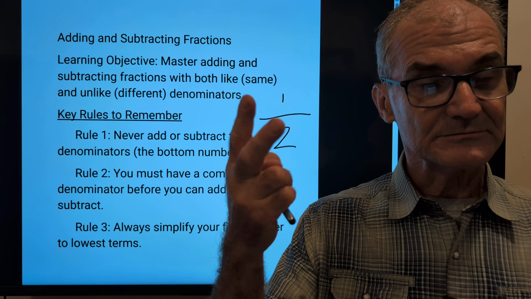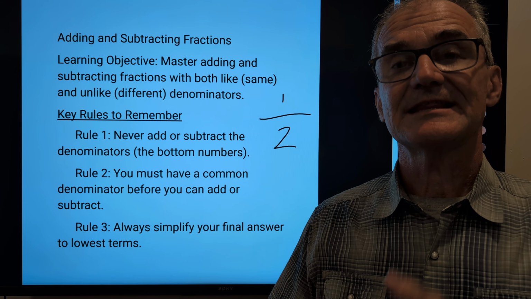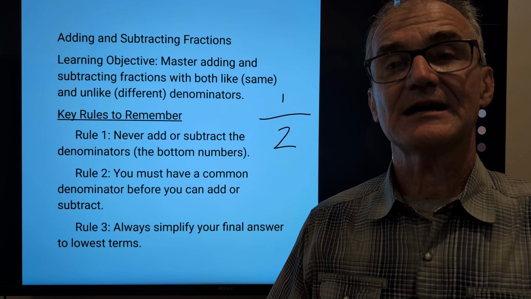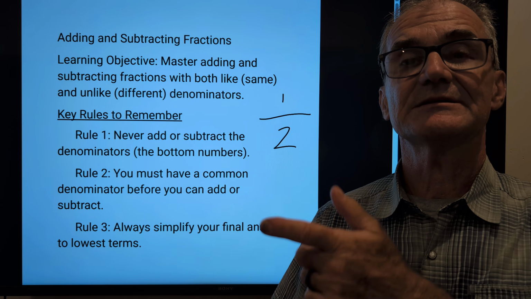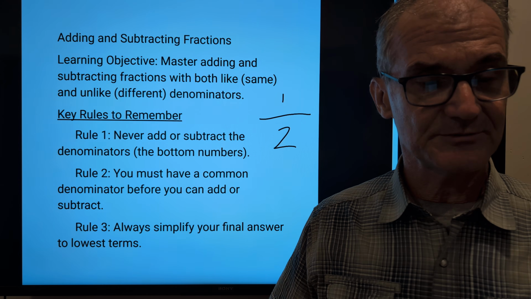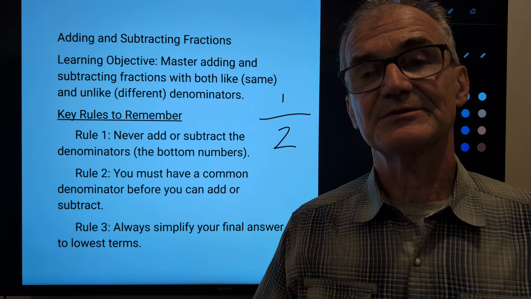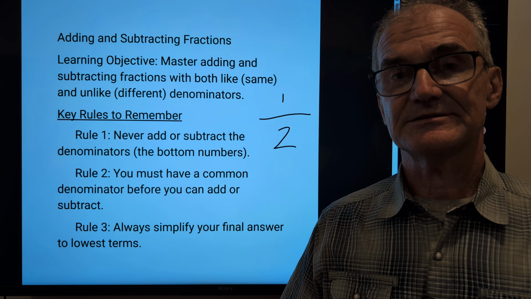Rule number two, before you can add or subtract fractions, they have to have the same denominator, known as a common denominator. So that bottom number has to be the same before you add or subtract them. And rule number three, always simplify your final answer.